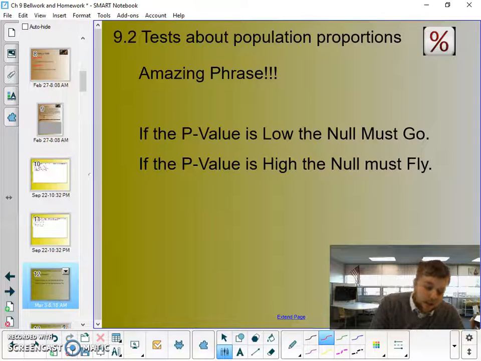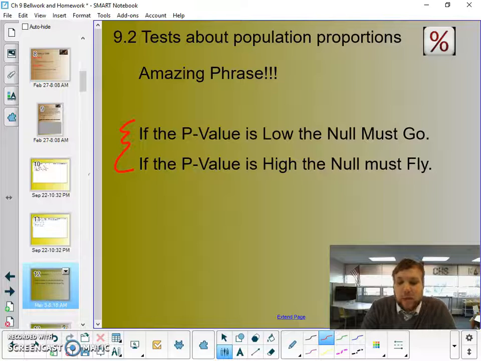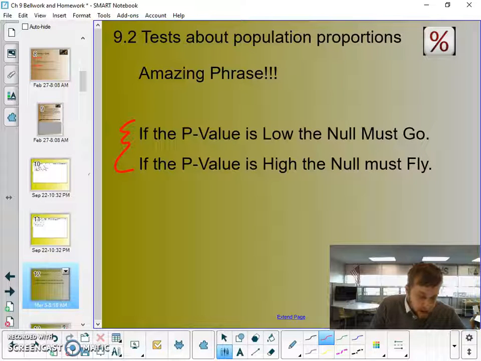All right, here's your perfect little phrase I taught you guys yesterday. If the p-value is low, the null must go. If the p-value is high, the null will fly. This tells you if your probability is lower than the significance value, then the null must go. If the p-value is higher than the significance value, the null will fly. So, just a nice little thing to write down.